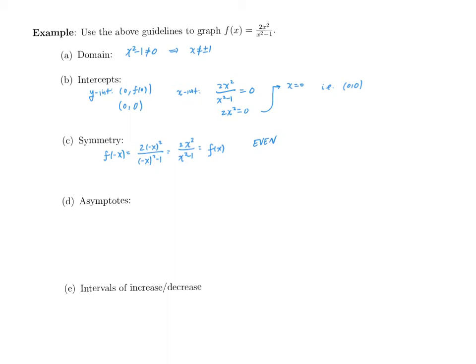And the powerful aspect of knowing this is we only need to really worry about what happens, say, for positive values of x, and then we can reflect that portion of the graph across the y-axis. So in this case, we'll say we only need to worry about positive values of x.